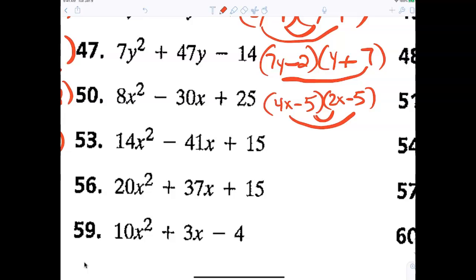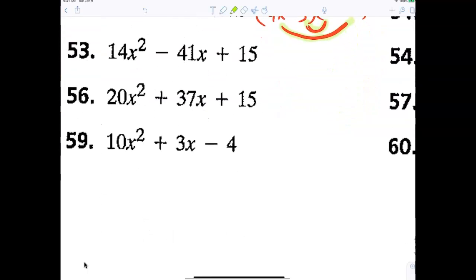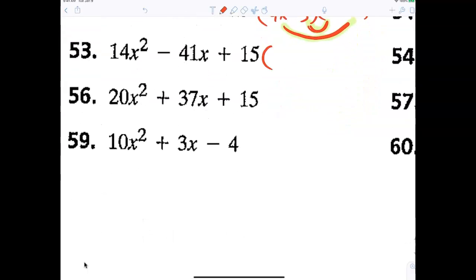The whole key to all of this is being able to recognize that I'm multiplying these two things together. Does everybody agree with that? That's the whole key. All right. So now let's look at 14. What am I going to do with 14? 7x and 2x, okay? Now, factors of 15.